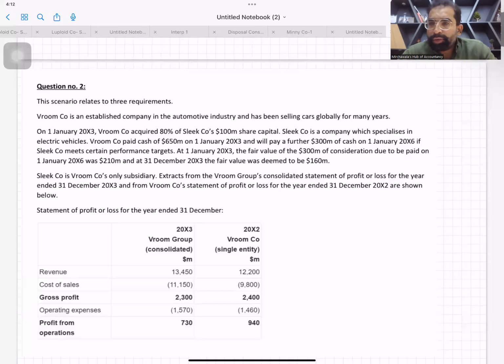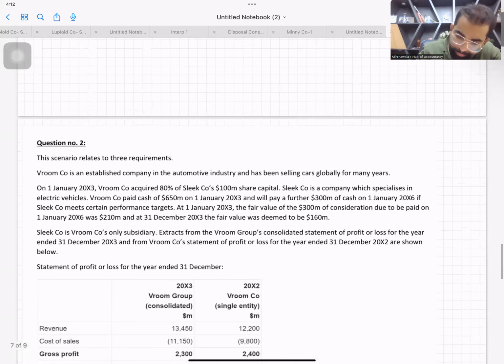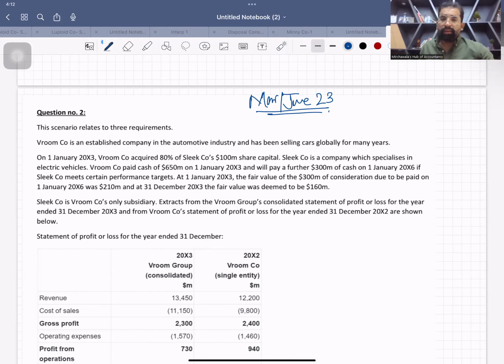And today we are going to do the March-June 23 latest past paper of F7 FR for ratio analysis, right? What's my objective right now? My objective is to discuss this question, and I'll solve the practical part.